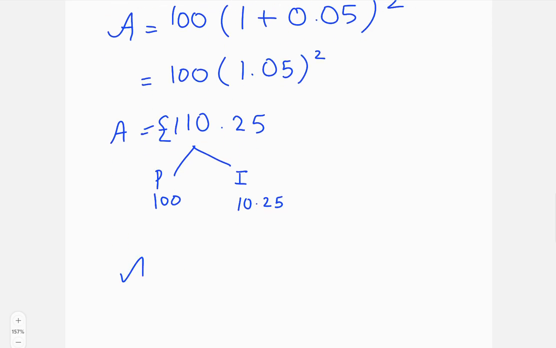Again, you just need the formula for amount, and principal is 200. 1 plus rate. 1 plus rate is 10%, which is 0.1. And when you add them, it's going to be 1.1. And when you close the bracket, you're going to put the power of 3 because it is for 3 years. And when you put it on the calculator, you're going to get this.